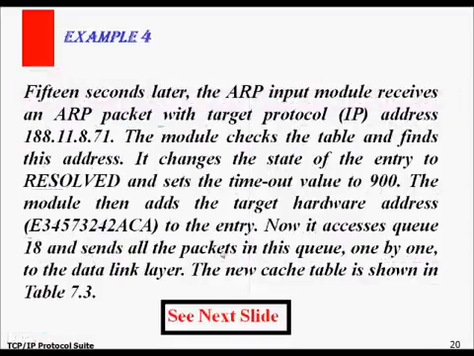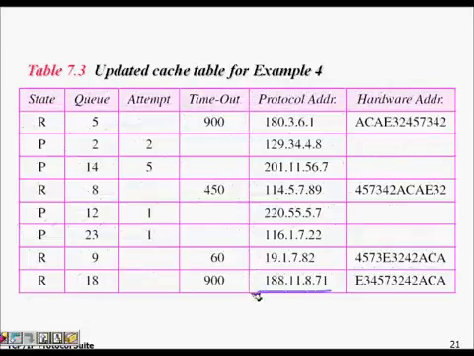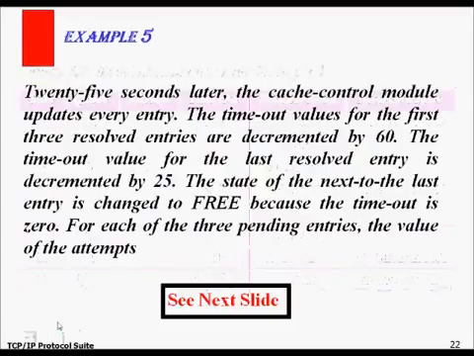So what was the address? 188.11. This is there, and I found its MAC address. I put a timeout like this. It is in Q18, so whatever packets come to it will be forwarded to Q18.